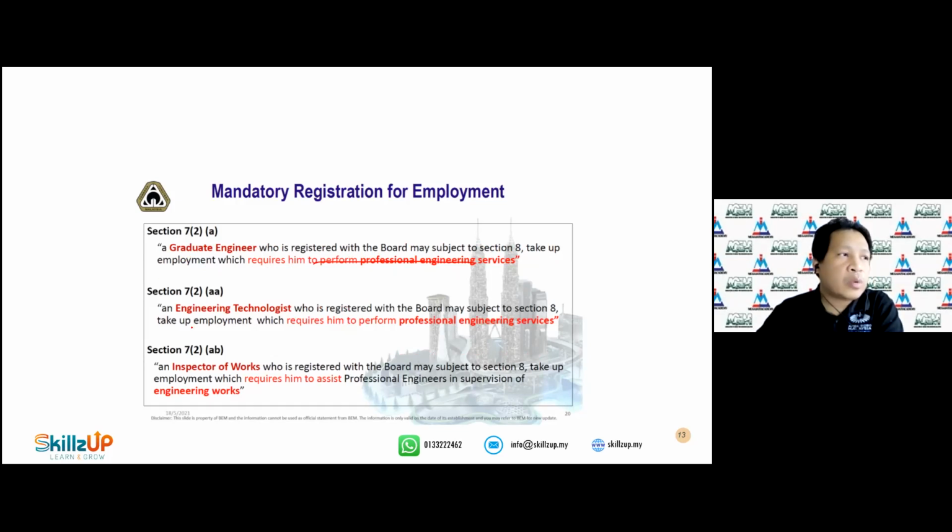Okay, another one also, 72AA. Engineering technologists who are registered with the board may, subject to section 8, take up employment which requires him to perform professional and so on. So this is basically clearly explained on the role or requirement. What is a graduate engineer? What is an engineering technologist? The scope of work they are able to do or not to do in a job, right?